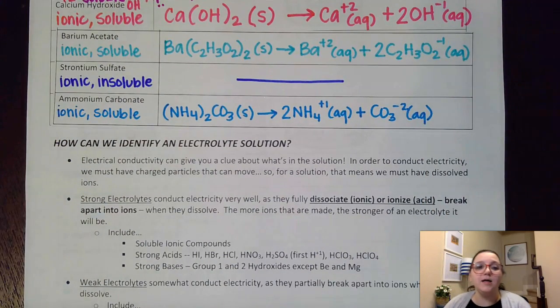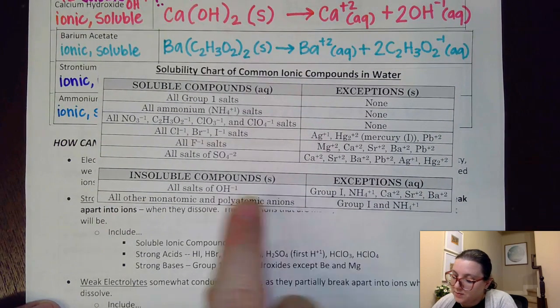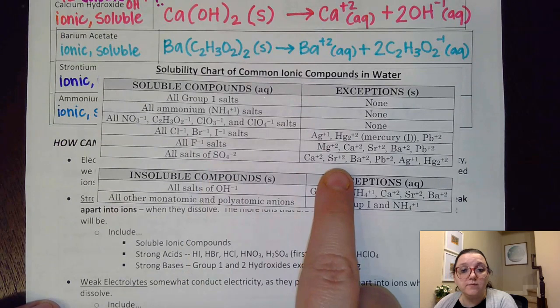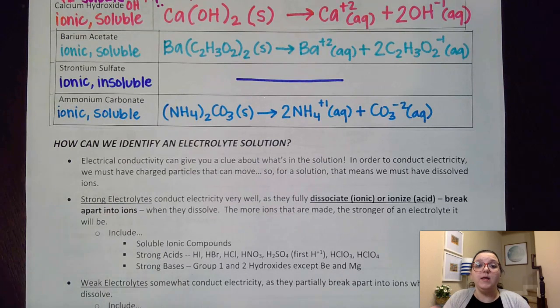And so here's what I got for those last 3 examples. Barium acetate is ionic and soluble, so it does split up into ions. Strontium sulfate is insoluble. If you look at your solubility rules, on the sulfate rule, strontium is one of the exceptions, which is why it is not soluble. So I didn't have to do an equation for it. Ammonium carbonate has ammonium in it, and as we know, all ammonium compounds are soluble, and so therefore that one would dissolve.